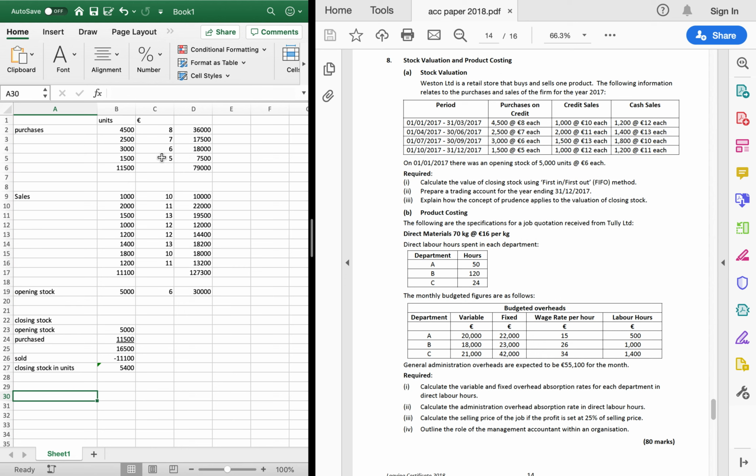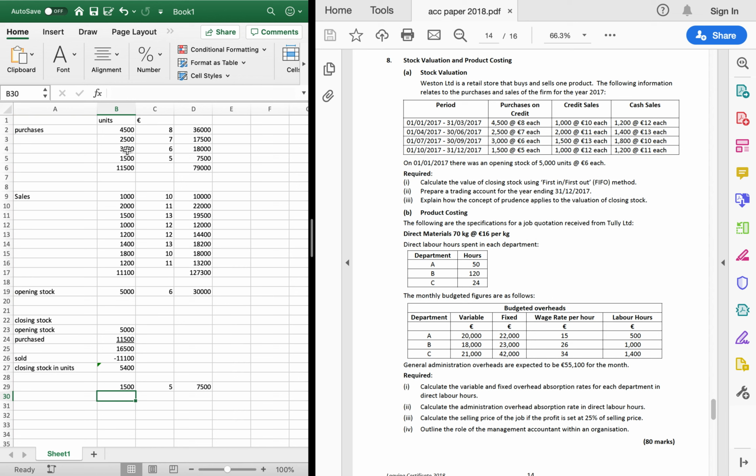That is probably not what happened, but that's how we calculate it. So the value of the closing stock, we've got 5,400. So we work backwards. The first 1,500 of that 5,400, we say are the ones that we bought at €5 each. So working back upwards, 1,500 by 5 is 7,500. That leaves us with 3,900 left over.